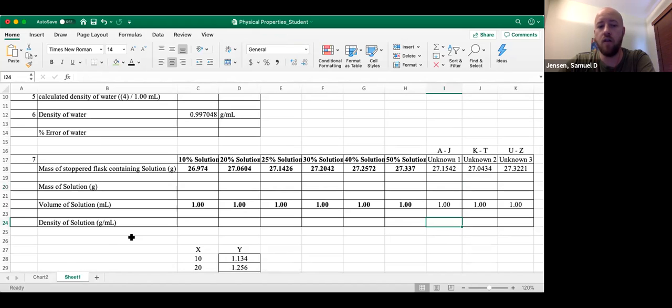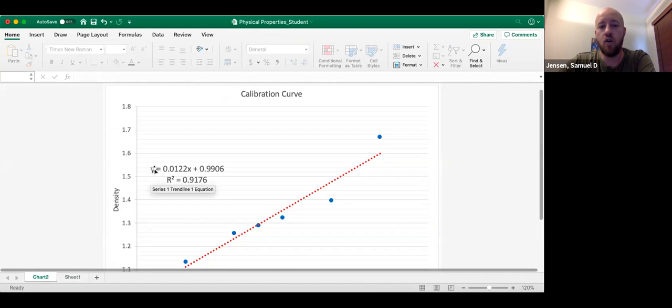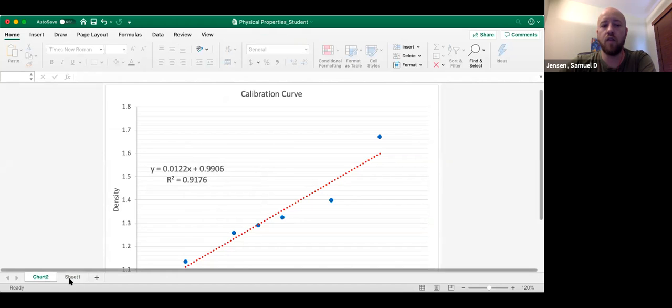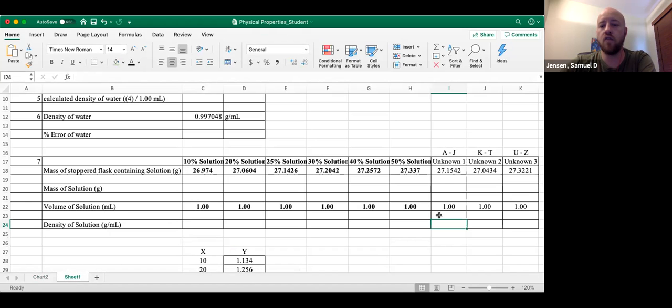This density value goes in for y. So you're going to have to do this in a separate place. Plug that density in for y, and the only thing missing then is the x value, which corresponds to the concentration. What is the concentration of this unknown in percentage?